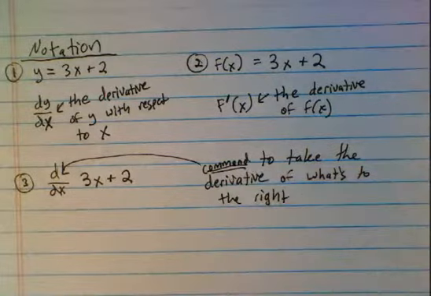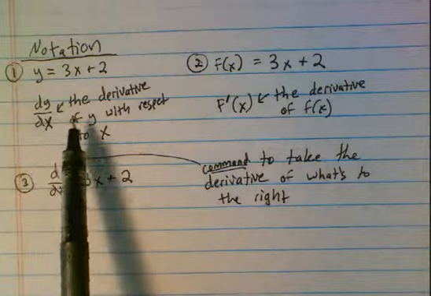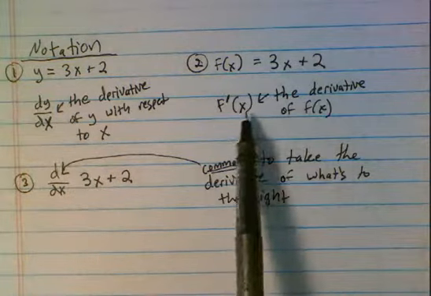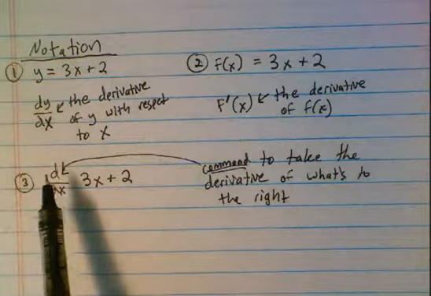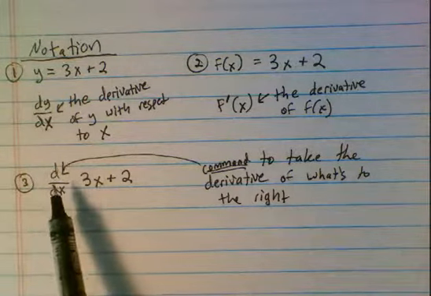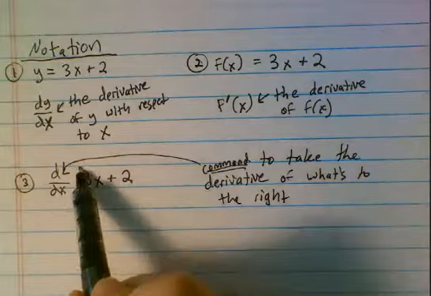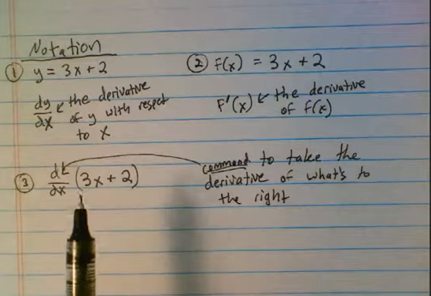So notice, we're going to have situations where we write dy dx equals something, f prime of x equals something, but we are not going to have situations where we have d dx equals something. This is active. It's telling us a command. We're going to take the derivative of what's right here. So be careful with those different notations.